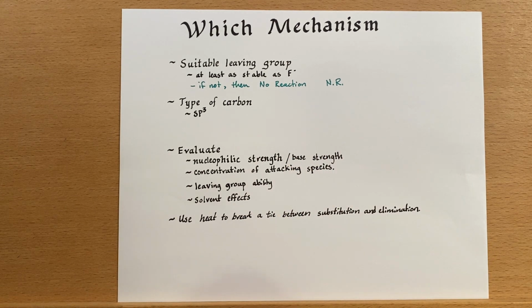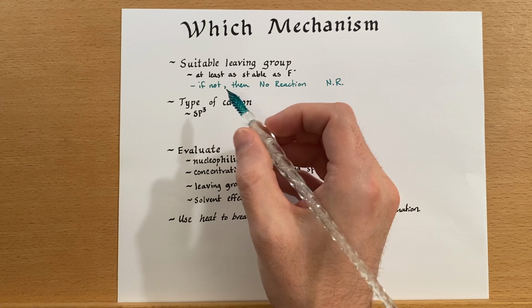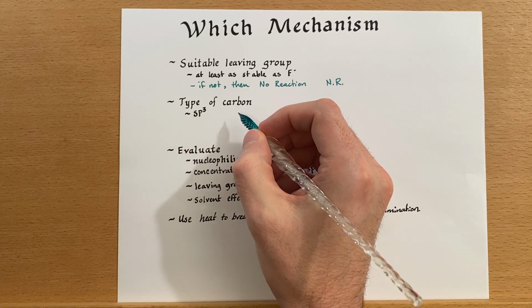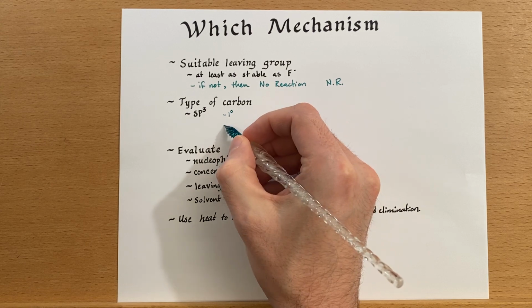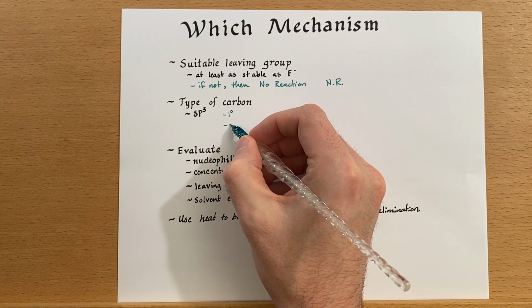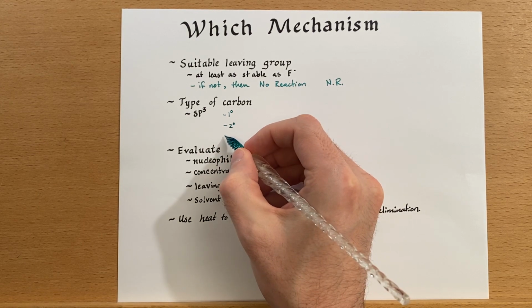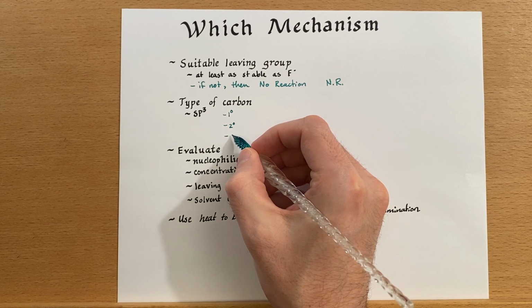Next, we need to consider what is the type of carbon that we have. First, the carbon that the leaving group is bound to should be sp3 hybridized. Next, we can examine whether it's primary, secondary, or tertiary. And we can use this to help rule out a particular mechanism.